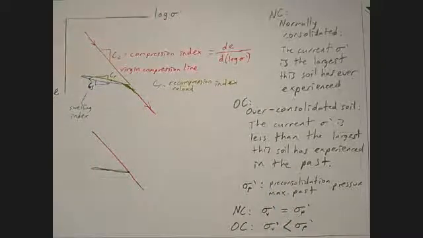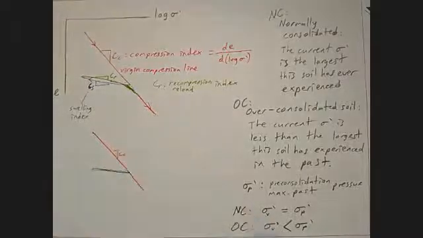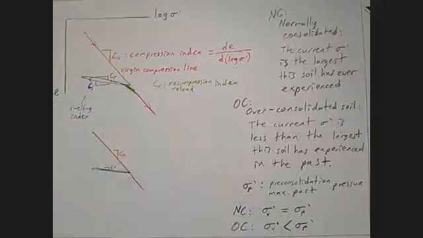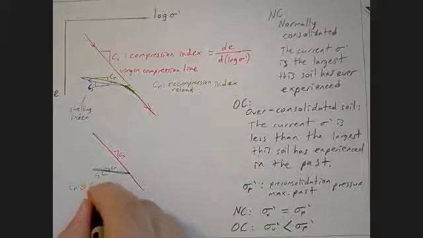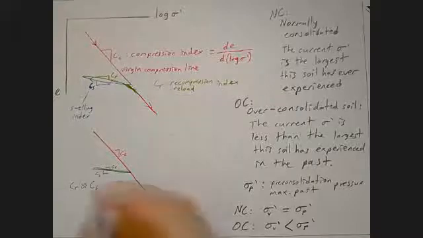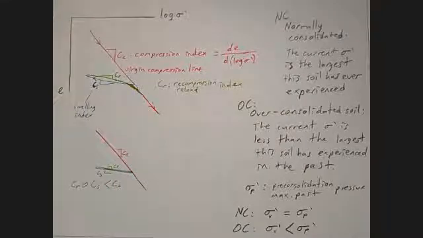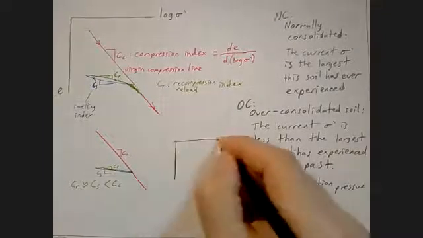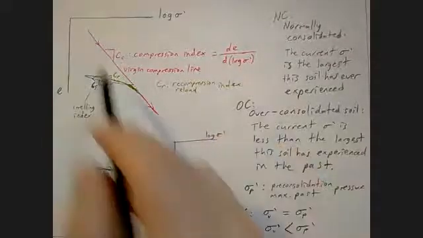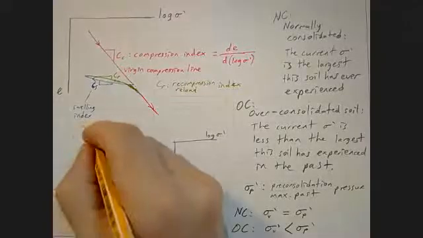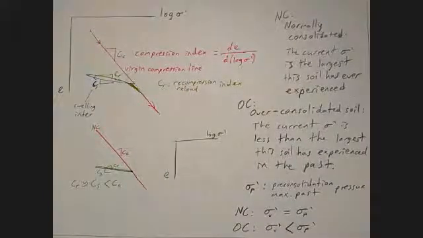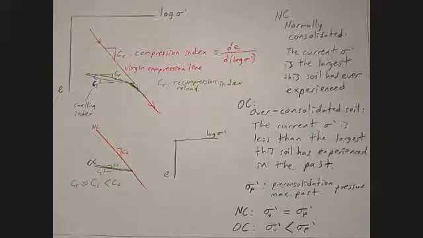So everything else is going to be the same. So here is my CC, and I'm going to say my CR and CS. CR is going to be approximately CS. And of course, they are much smaller than CC. So if you have an OC soil, this is the same for all soils. The only difference is if you have NC of the same soil, you are already here. If you have an OC soil, you are here, or anywhere on the left of the line.